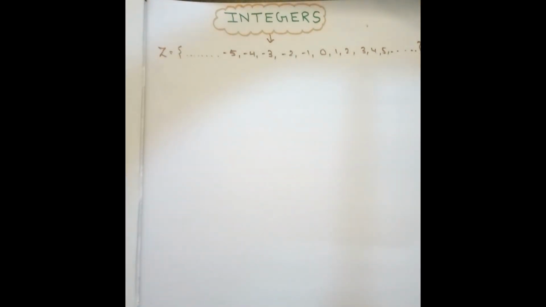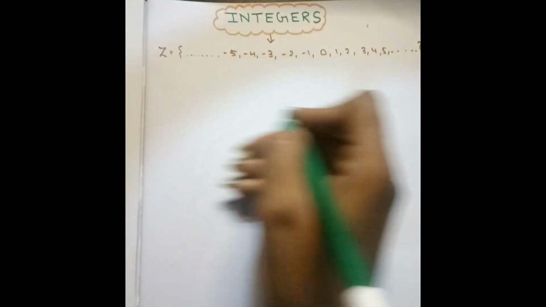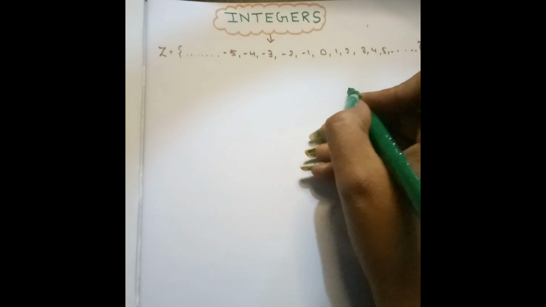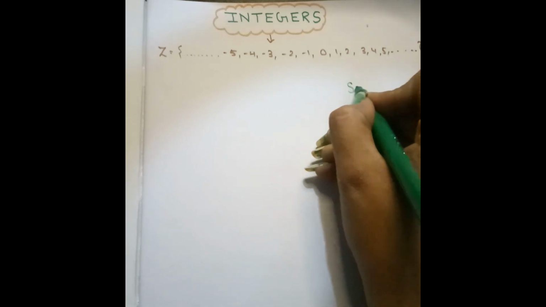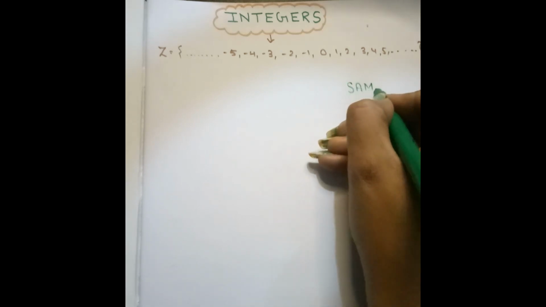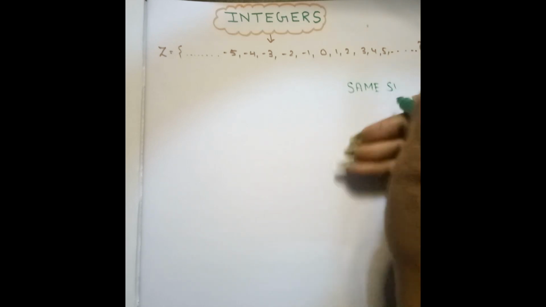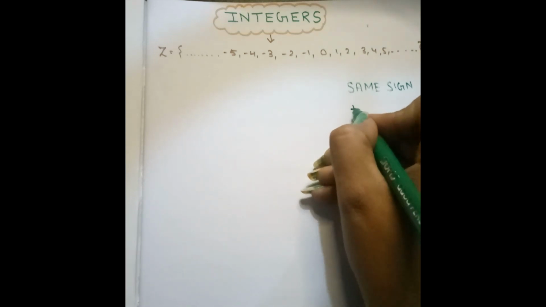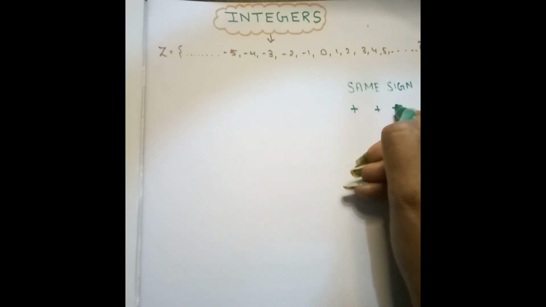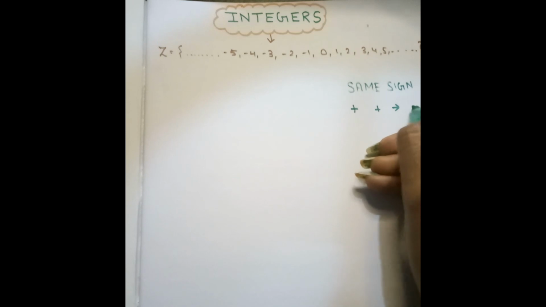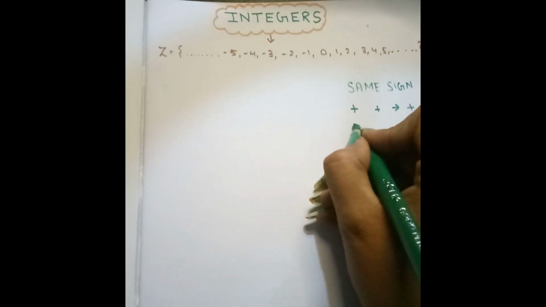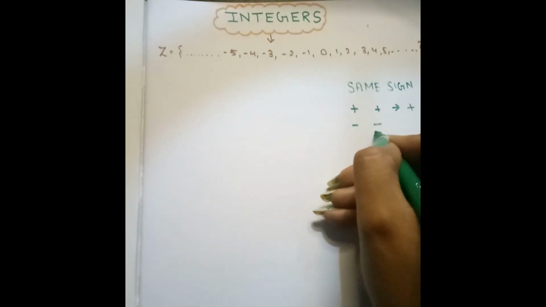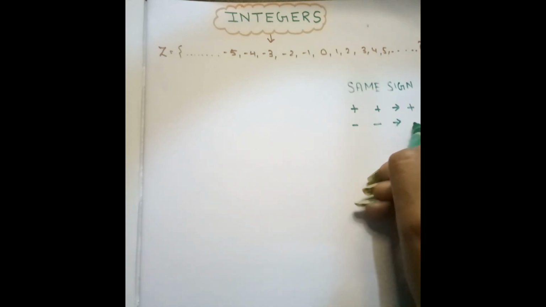Now let's understand how we add and subtract in integers. The very first rule I want you to understand is that whenever we have the same sign, meaning plus and plus, the operation you have to use is plus only. If we have minus and minus, again they are the same sign, so the operation you have to use is addition only.